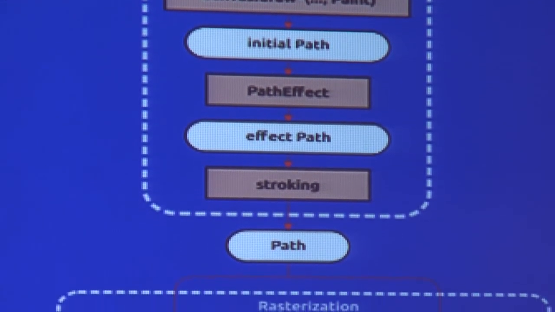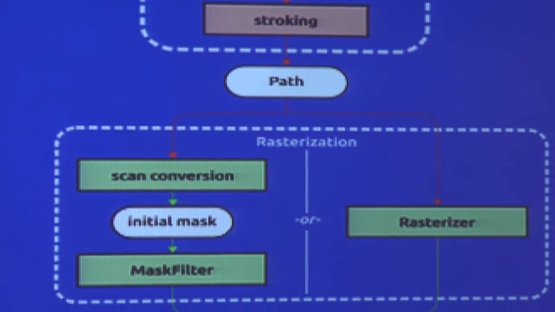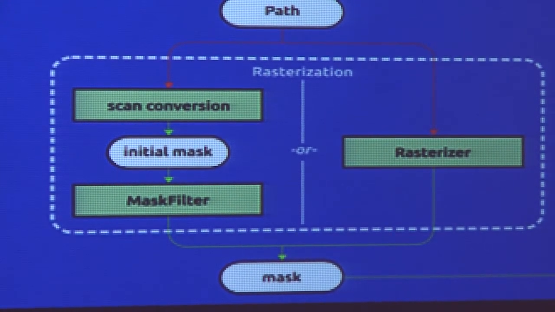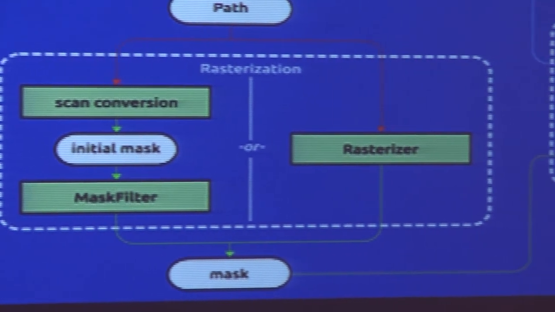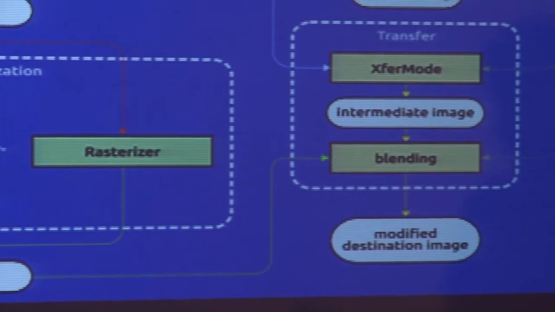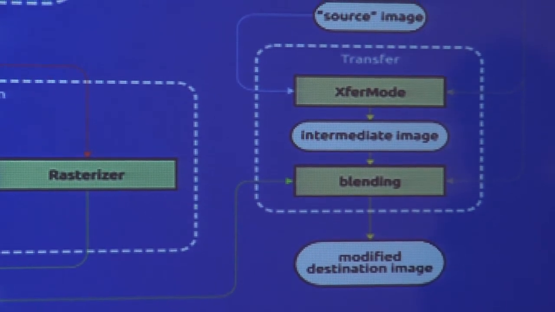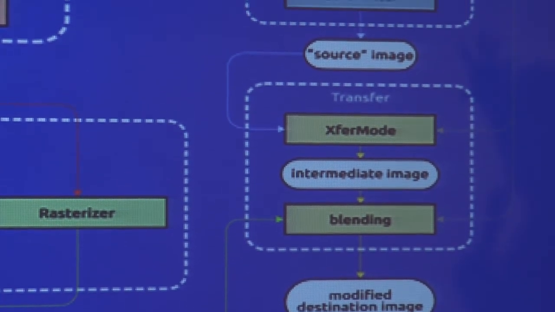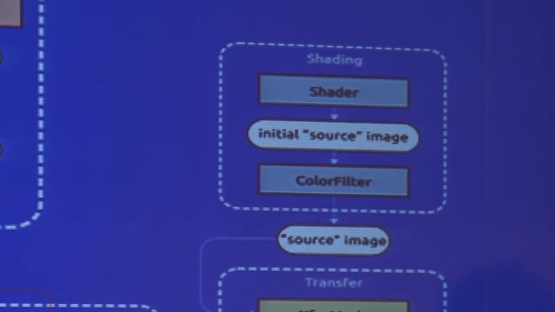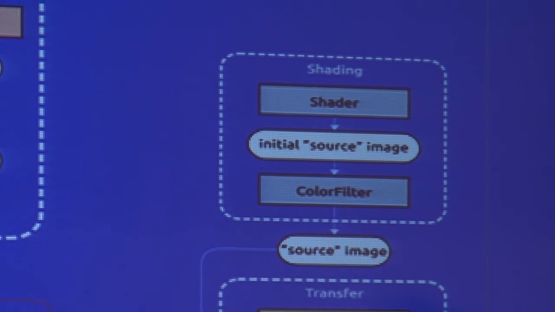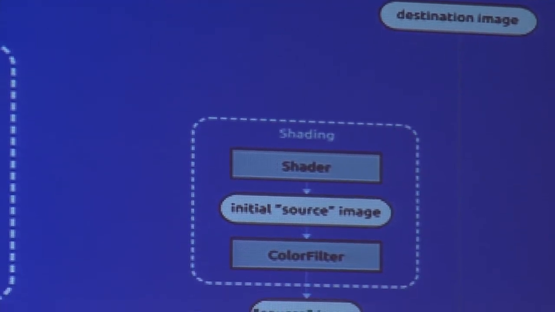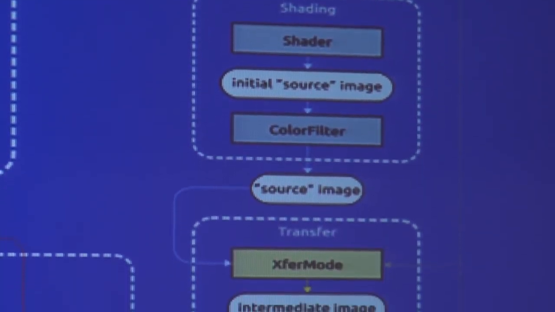The path that you get from the first step is then passed to rasterization, because the path at that point is not a bitmap. So we need to turn it into a bitmap, and that's called rasterization. What comes out of the rasterization is actually the mask. It's like a stencil if you paint with spray paint. It's the same thing. In parallel, there is the shading step. The shading step is basically the step that decides how pixels are going to be painted. What that means is it basically sets the color of each pixel. The source image is what comes out of the shading step.